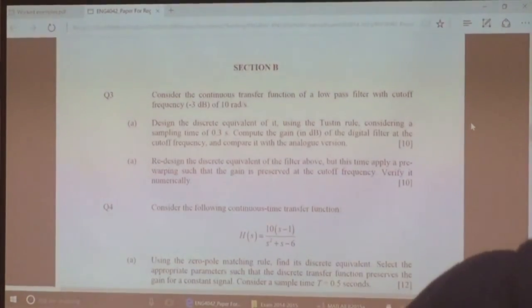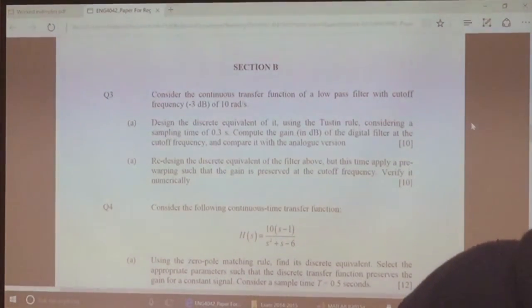Question 3a says, consider a continuous transfer function of a low-pass filter with cutoff frequency minus 3 dB of 10 radians per second. Would you know how to design this filter? No? Okay. So this part of the question is not digital control. We are designing a continuous transfer function, okay?